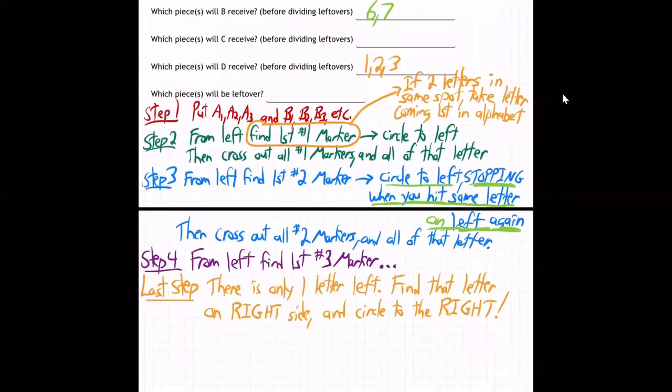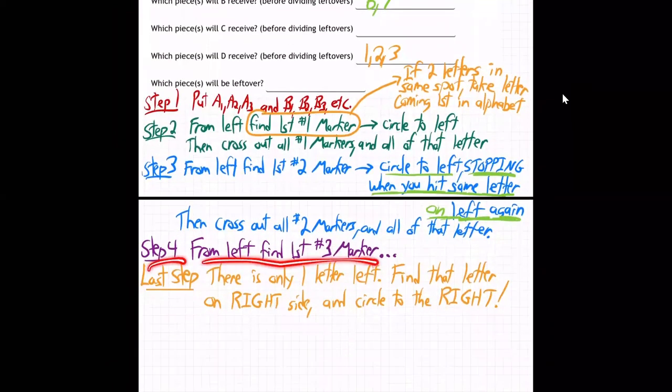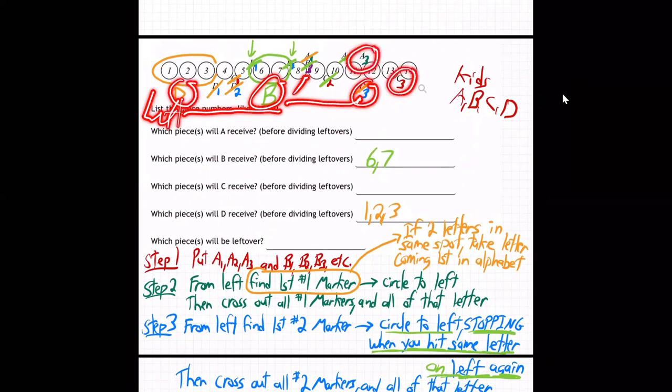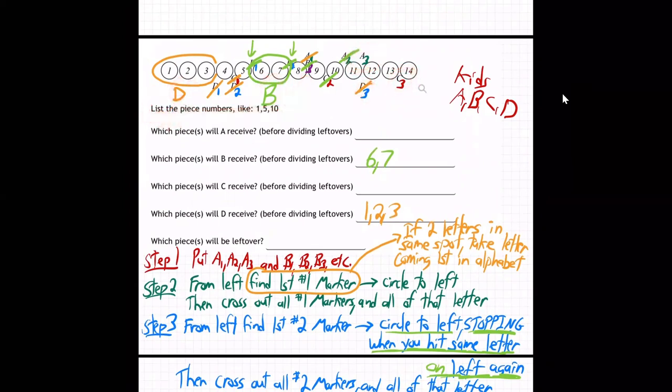All right, and then step 4, from the left, find the first number 3 marker. So again, we start over here on the left. So which is the first number 3 marker? Looking for number 3. Now here's a number 3, but that's crossed out because B has already gotten his candy. Keep going. Where's the 3 marker? There's one. Okay, but D is crossed out because D already got his candy. But here it is. Here's A3. That comes before C3. So A3 is the one.